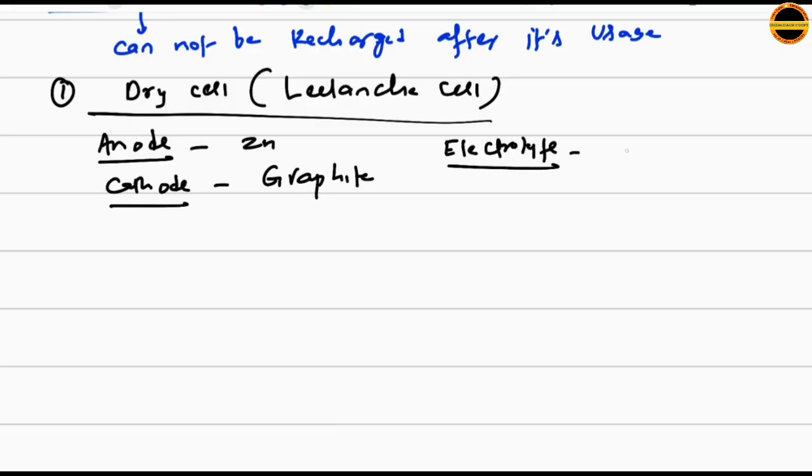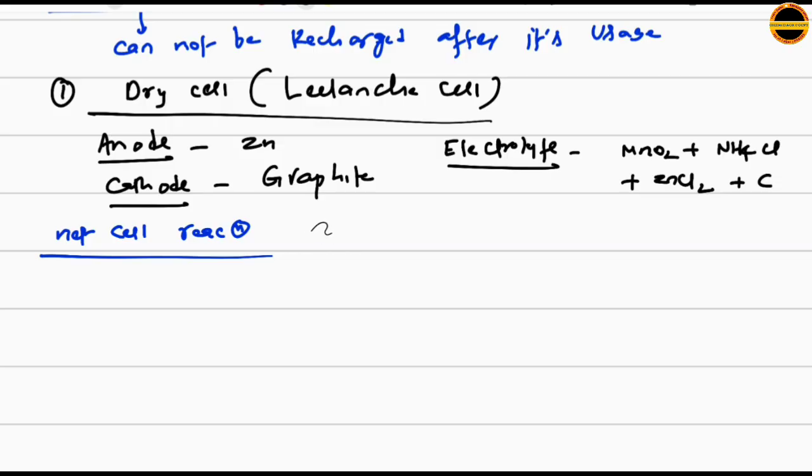Electrolyte is a combination of MnO2 plus NH4Cl plus zinc chloride plus carbon. So the net cell reaction, whichever happens in the dry cell, I am writing here.